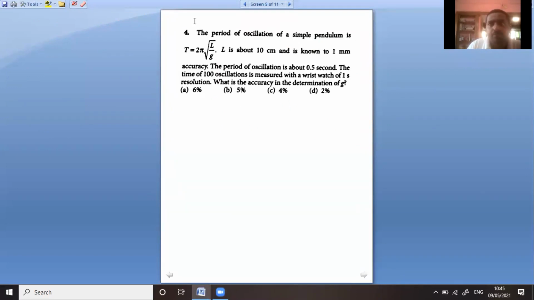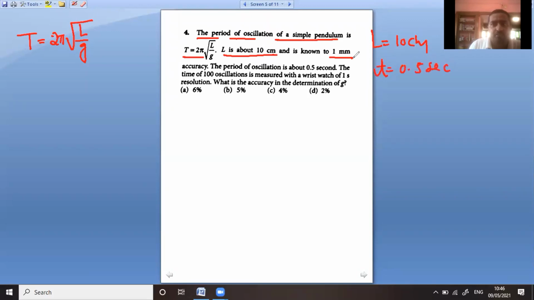Question number 4. The period of oscillation of a simple pendulum, that is T, is equal to 2 pi square root of L by g. L is about 10 centimeter, with millimeter accuracy. The period of oscillation is about 0.5 seconds.